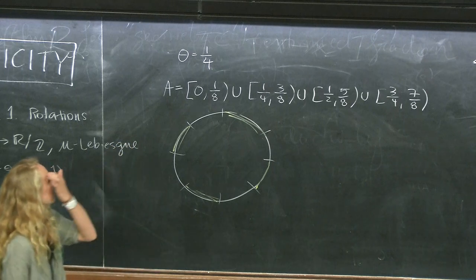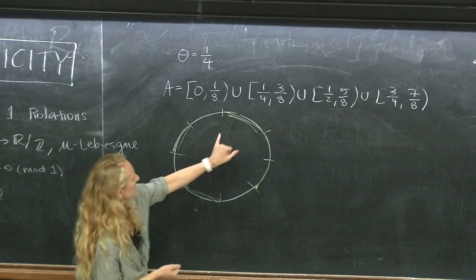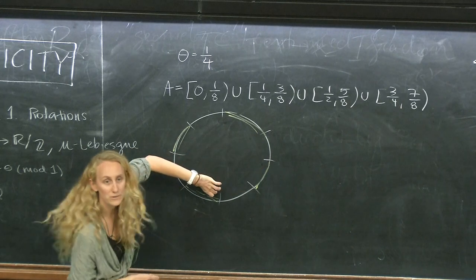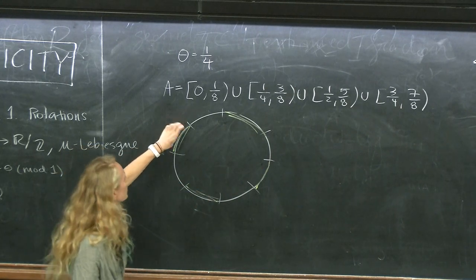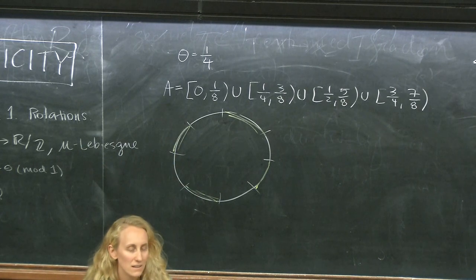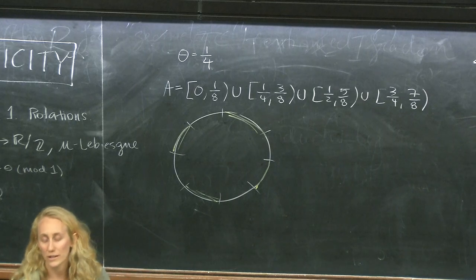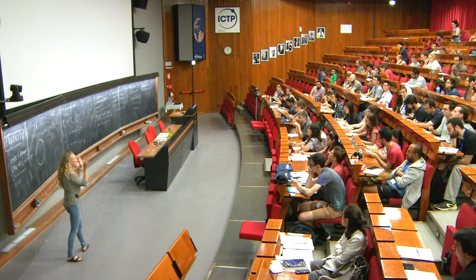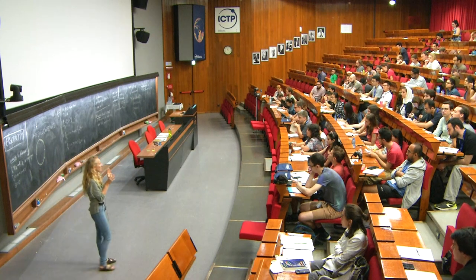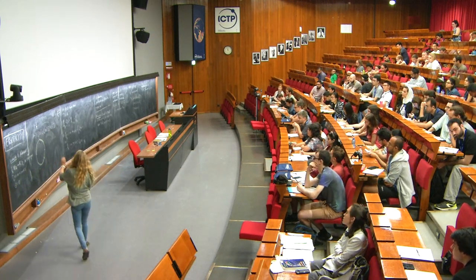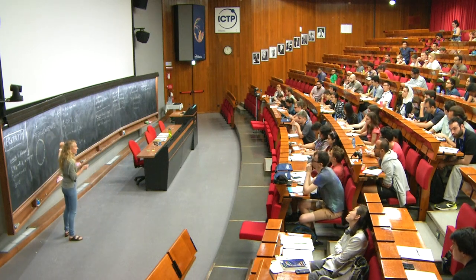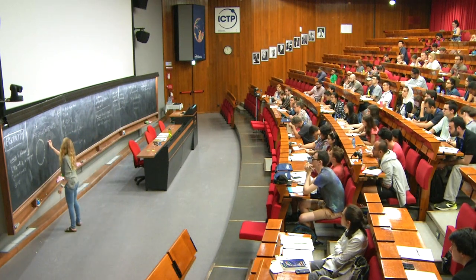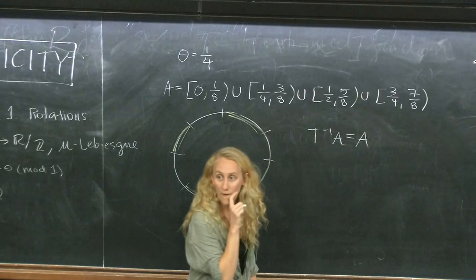okay, so under the rotation with theta equals 1/4, what happens to this first interval? Where does it get sent? To the next one, right? And this one gets sent to the next one. And this one gets sent to the next one. Okay, so what can I say about A under T? In terms of how I'm saying a set acts under T, what does that mean for the whole set? It's invariant, right? Because I'm staying within here with each iterate, it's a T-invariant set, yes? So T inverse of A equals A. Now, what's the measure of A?